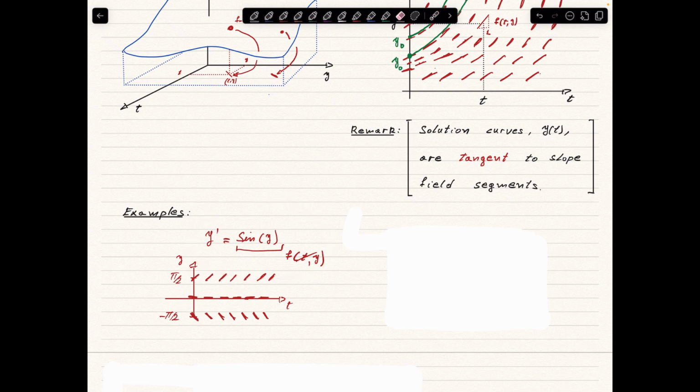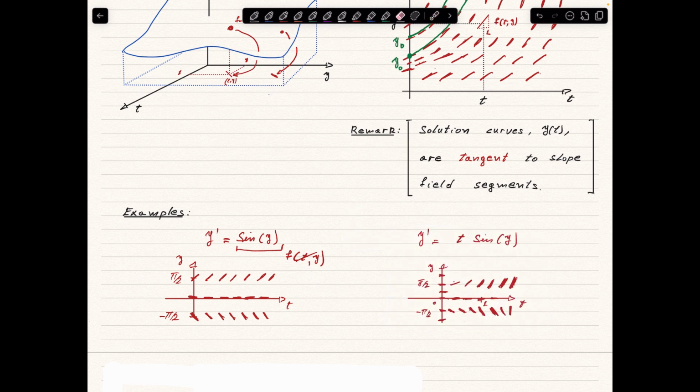What about if the equation depends on t explicitly on the right hand side? For example, we put this with a factor t. Well, then at t equals 0, everything is going to be 0, not because of the sine, but because this is 0 at t equals 0. But as we move in t, this value changes. So we start at 0, then it becomes negative because this value is negative. t is positive, sine is negative at negative pi over 2.